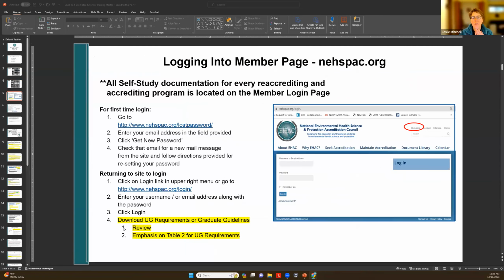So just logging onto the member page, I've given you all the instructions here. This is step by step. If it doesn't work for you for some reason, please email me as soon as you can, and I will set up a password for you again. It just takes me resetting the password and sending that to you, and then we'll get you in that way if this doesn't work for you. So please do that as soon as you have a chance, so you'll have access to the documents.